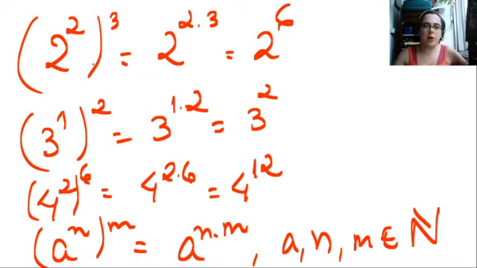Then another property. When I have a power between parentheses elevated to another power, I multiply those powers. Do you see? 2 times 3, it's 6. Here, between parentheses, 1 times 2 is 2. Here, 2 times 6 is 12. And here, a elevated to the n times m. Remember again, those numbers are natural numbers.